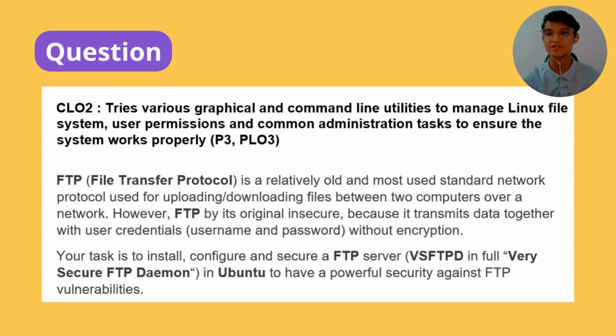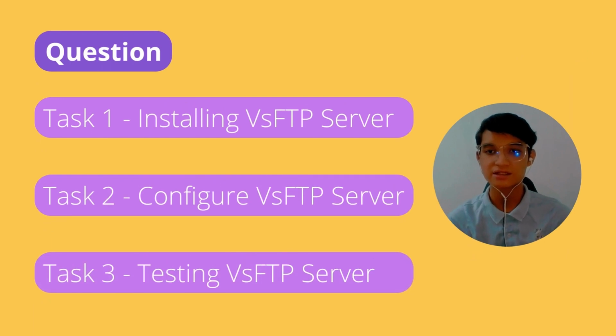So, here are the questions for the problem-based task. As stated in the question, our task is to install, configure and secure a vsFTPD FTP server in Ubuntu to have powerful security against FTP vulnerabilities. There are three tasks. Task 1 is installing the vsFTP server. The second task is to configure the vsFTP server. And the third task is to test the vsFTP server.